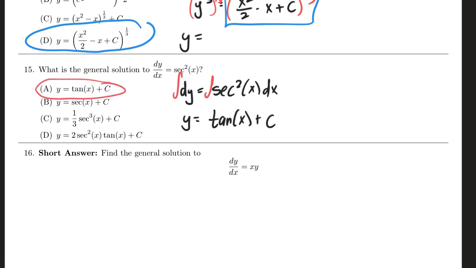If you don't technically have that memorized, you can look at the answers and know one of these answers has to be secant squared when you take its derivative, and hopefully that jogs your memory that it's tangent.